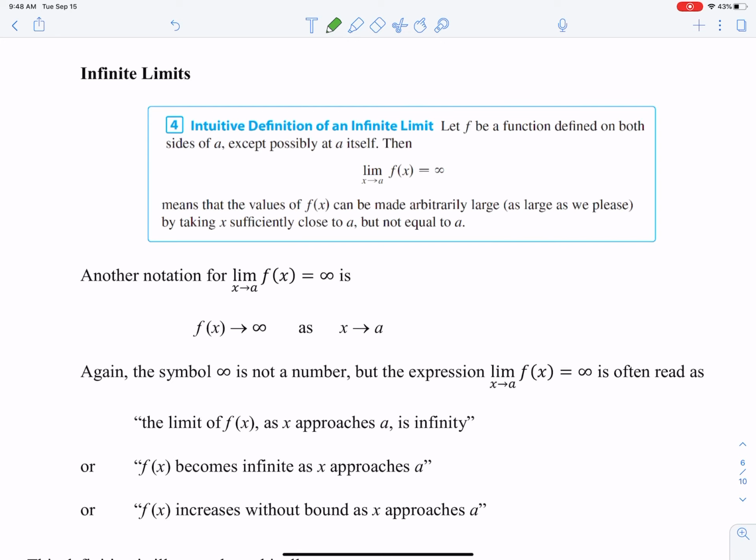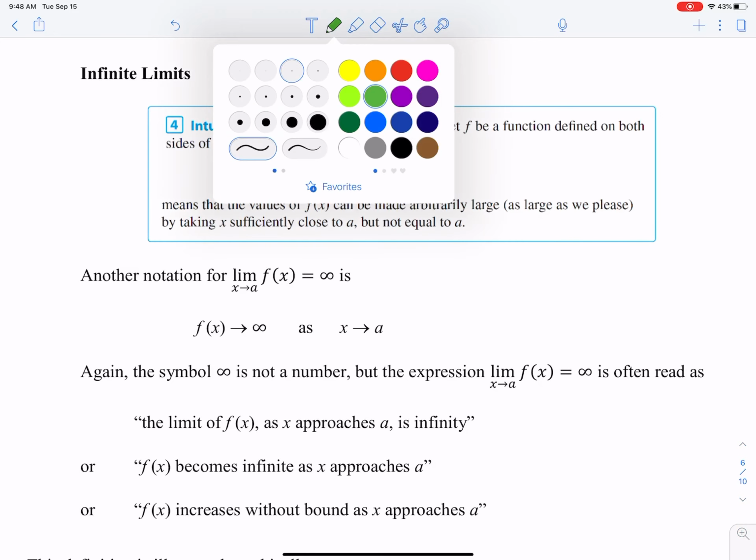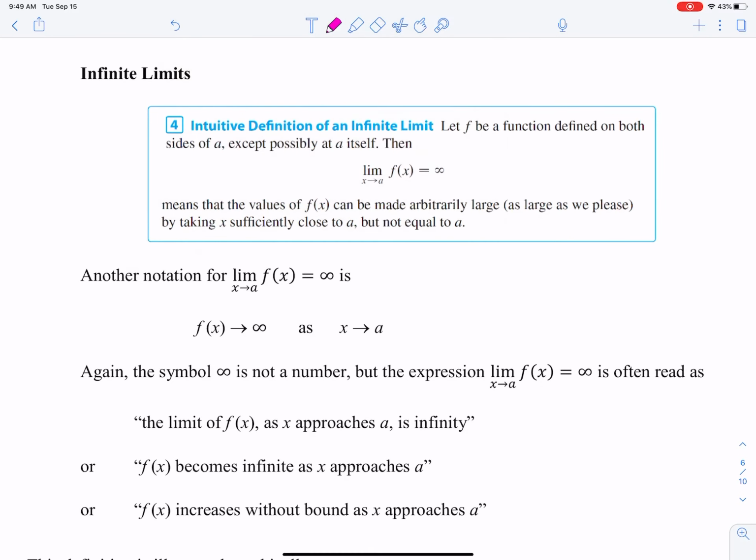As if it's not complicated enough, we can make it more complicated by saying we can have limits that go to infinity. Well, you've seen these before. You just may not have realized it, but we'll talk about it in a second. So the intuitive definition of an infinite limit: let f be a function defined on both sides of a, except possibly at a itself. We keep talking about that. Then in this particular case, the limit as x approaches a of f of x equals infinity.